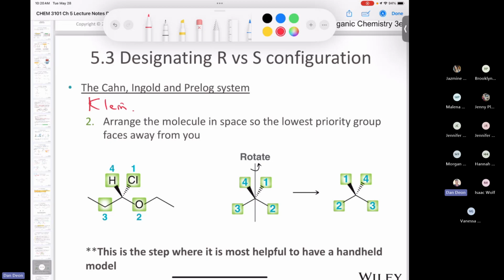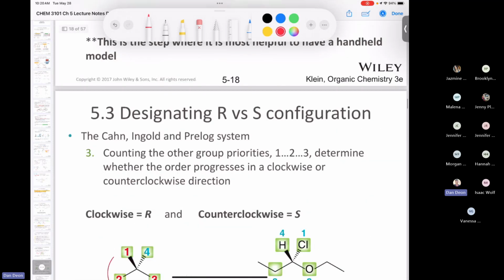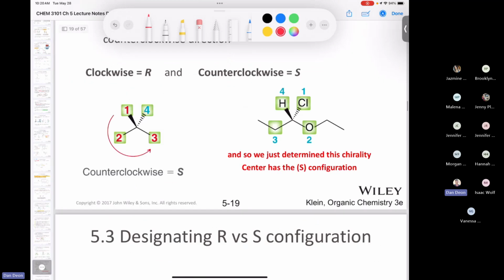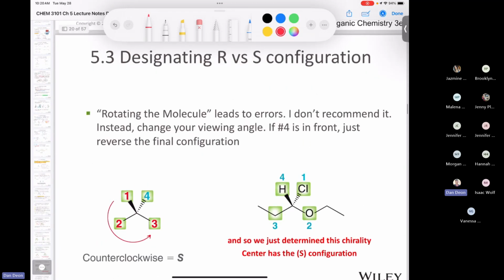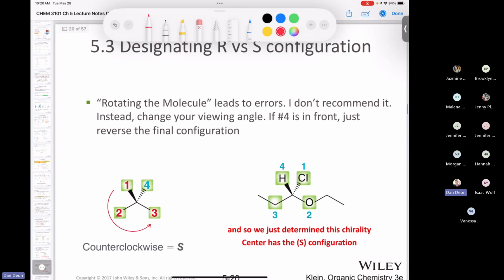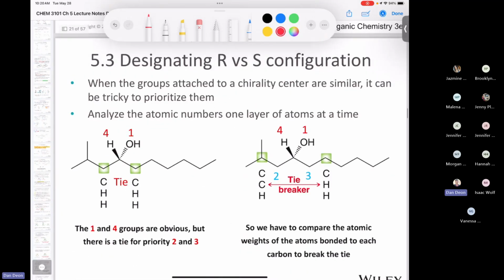He says what you should do is rotate the molecule so that the lowest priority group is going away from you. I'm going to put here, I do not recommend that you do that because it's usually where students are going to make a mistake. Okay, you can do it that way, but it says here, rotating the molecule leads to errors. I do not recommend it. Instead, what you do is read it the way that I told you, and then you switch it. So if it's R, it becomes S. If it's S, it becomes R. If the lowest priority group is coming towards you. If the lowest priority group is in the back, then you just read it the way that it is.